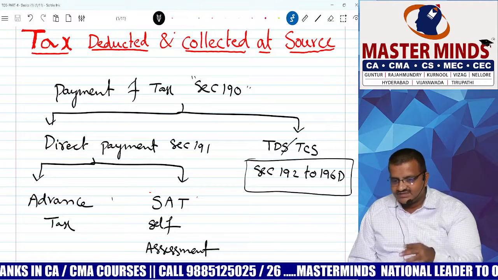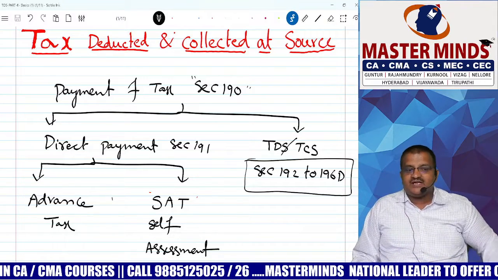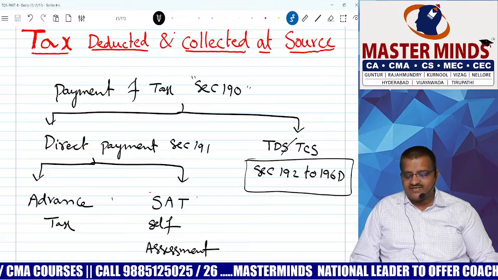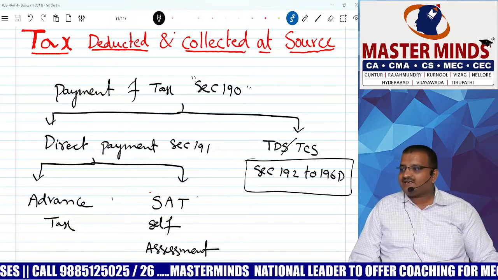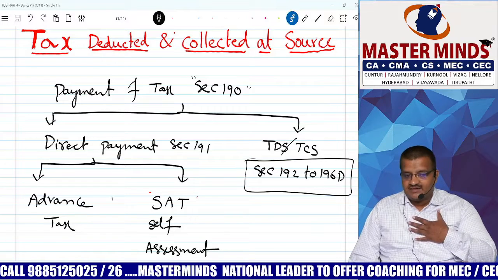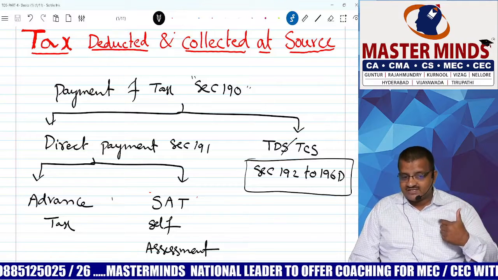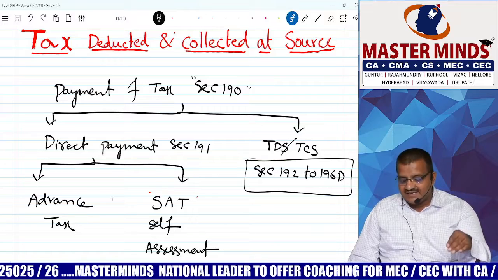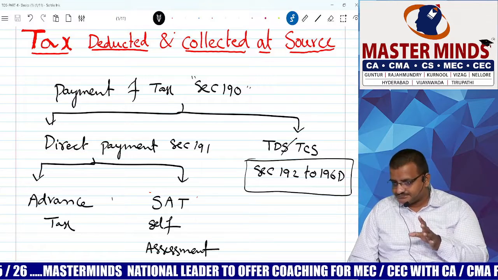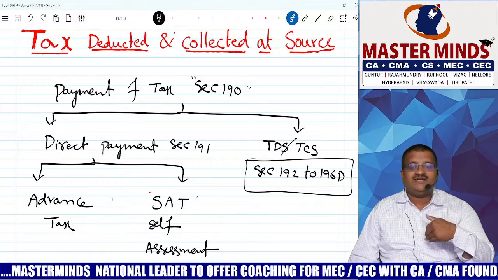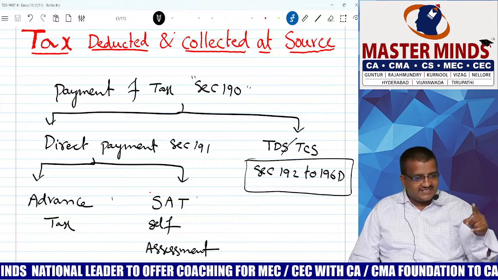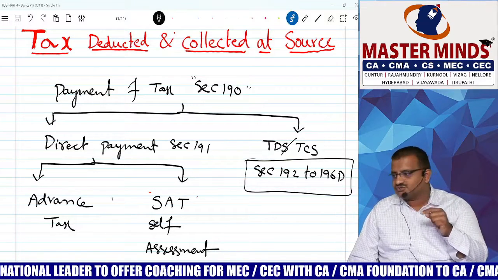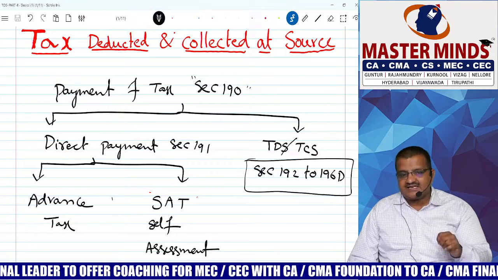Correct? These are called direct payment of tax. Come again, direct payment of tax. Next, the other option is there: indirect payment of tax. We will not pay, someone will pay on behalf of us. That is nothing but TDS and TCS. It is my amount only, but I will not pay. Someone will deduct and someone will remit. That is called tax deducted at source, or TCS, tax collected at source.